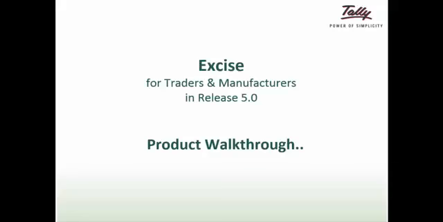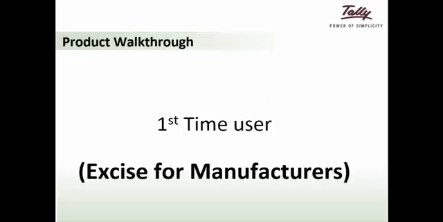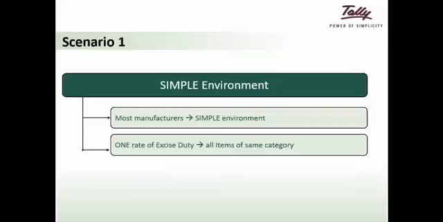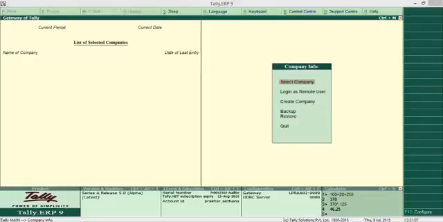We will now move to 5.0 and go through the complete demo. Let us see how simply a first-time user can set up Excise for manufacturers and start using Release 5.0 in minutes. Most manufacturers have a simple environment. That is, one rate of excise duty is applicable on the products manufactured because they fall in the same category. Let us see how simple it is to set up and enter the first excise invoice for manufacturers in Release 5.0. We will create a new company.